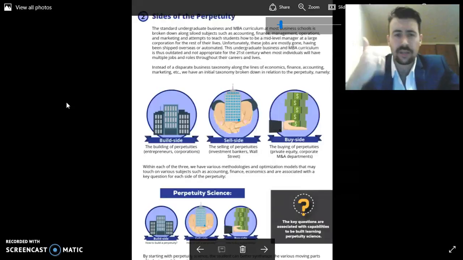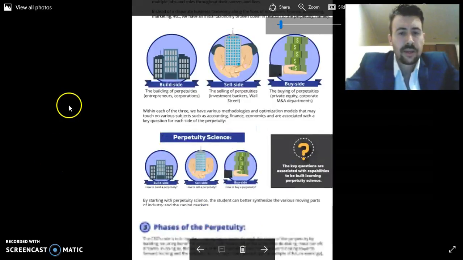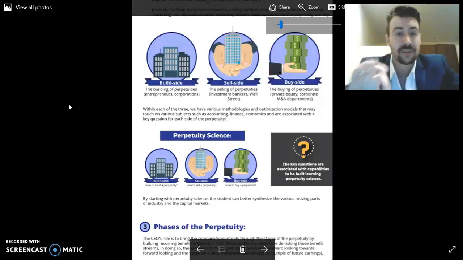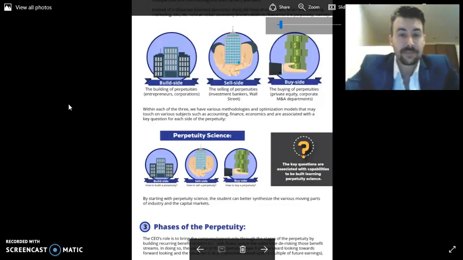So the build side, of course, is associated with the building of perpetuities by entrepreneurs and corporations. The sell side is the selling of perpetuities associated with investment bankers in Wall Street. And then the buy side is the buying of perpetuities by private equity and corporate M&A departments. So within each of these three, we have various methodologies and optimization models that may in fact touch on the various functional subjects such as accounting, finance, and economics.